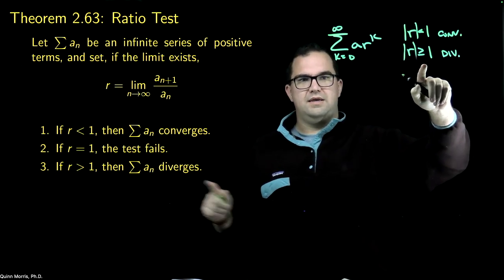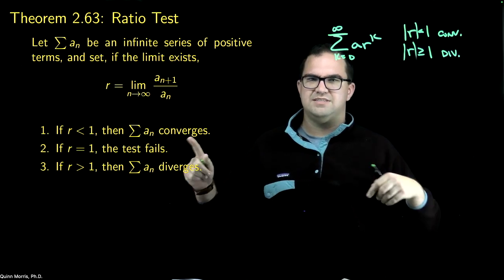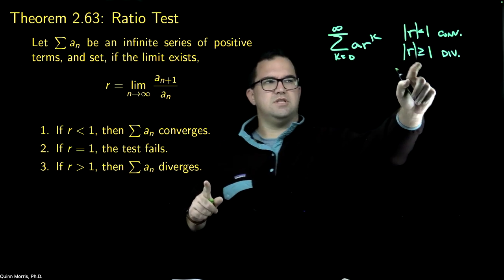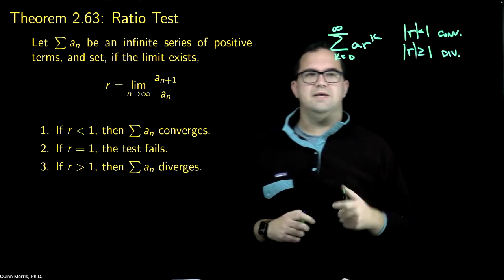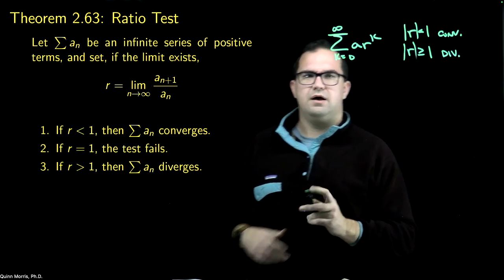So the equals 1 case is really where it differs, because here this says for sure diverges, here this says fails. Here this says diverges, though, and that matches up with this. So it looks similar to what we get for geometric sequences.